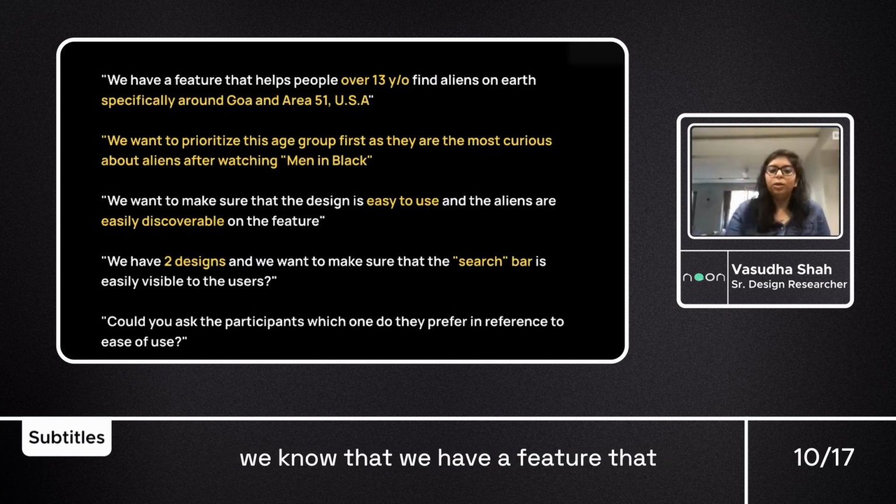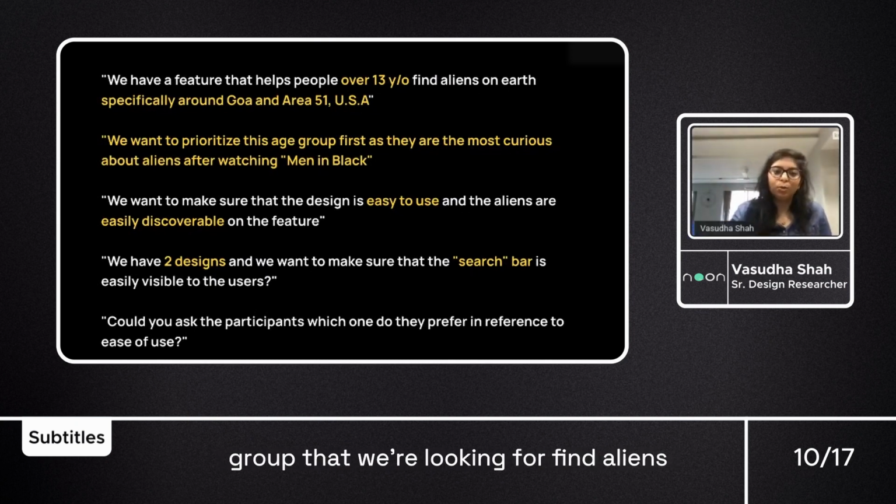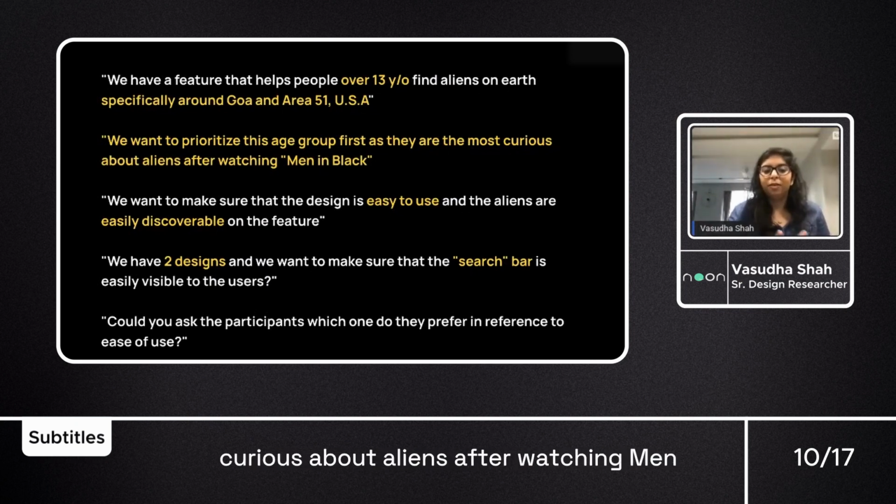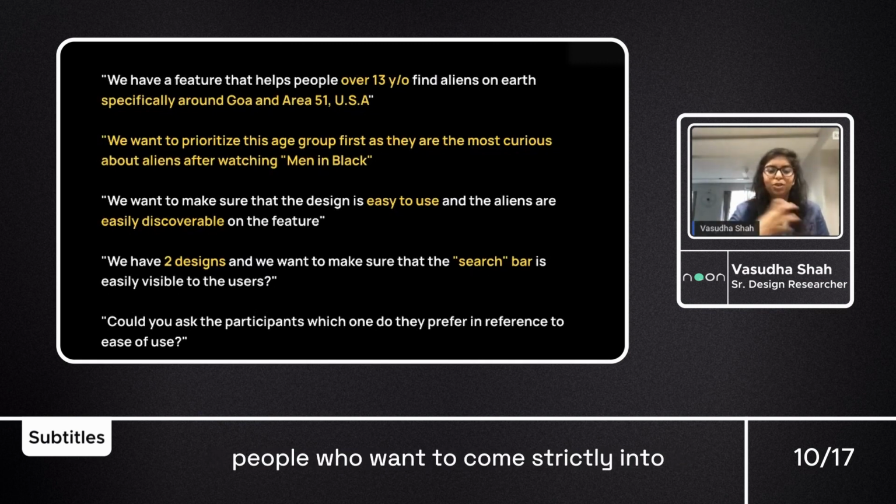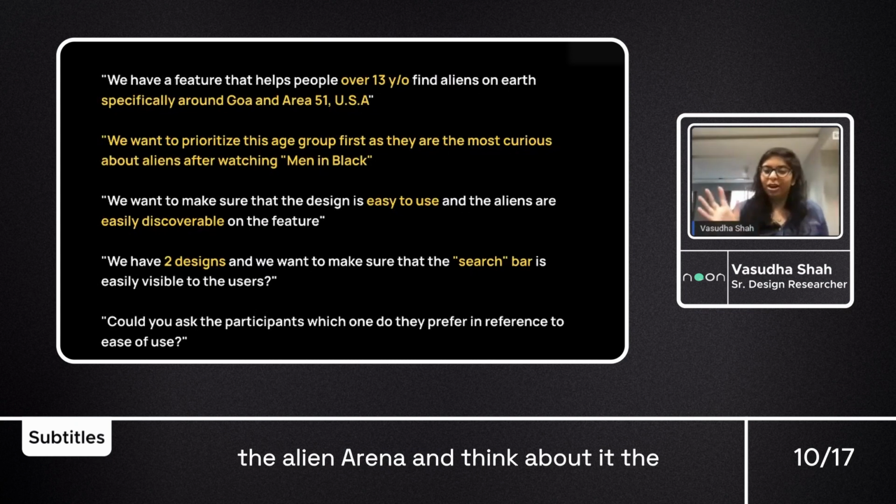So now we know that we have a feature that helps people over 13 years old that we got from target audience. What's the age group that we're looking for? Find aliens on Earth, specifically around Goa and Area 51 US. We want to prioritize this age group first, as they're the most curious about aliens after watching Men in Black. Now we know what's the motivation behind people wanting to know more about aliens, and how will that help people who want to come strictly into the alien arena and think about it.